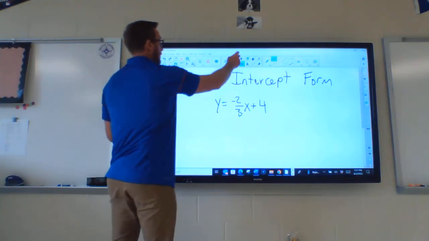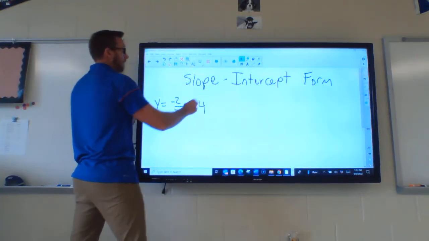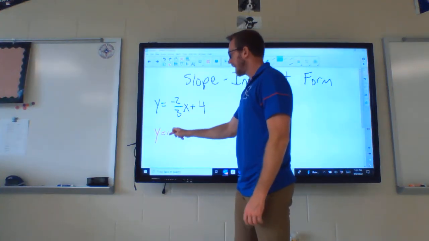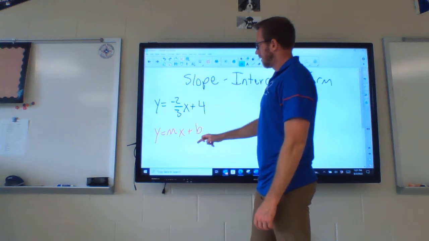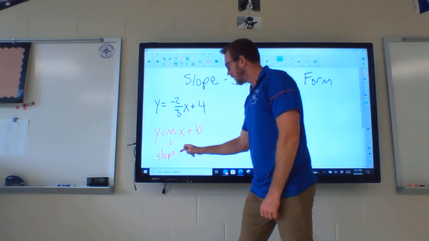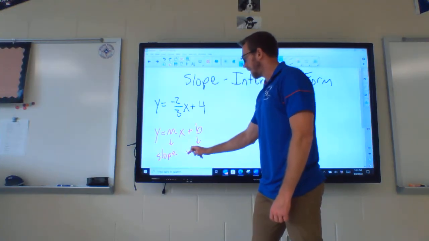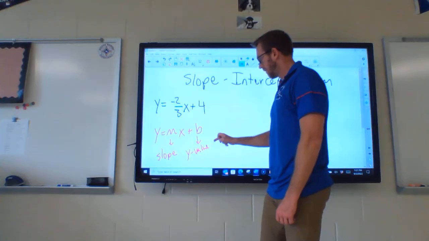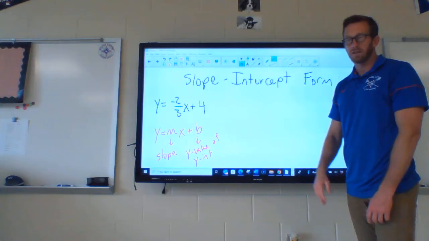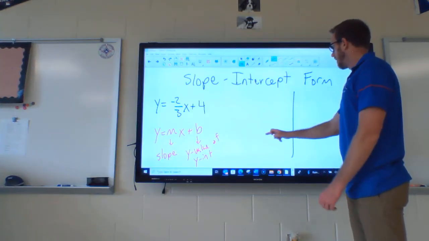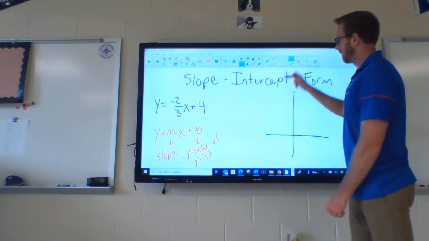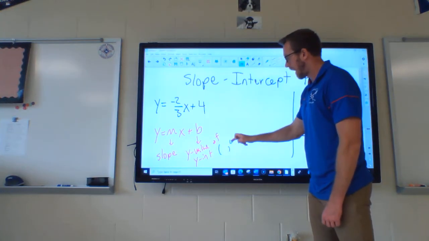All right, so slope-intercept form, if you'll look, fits into the form of y equals mx plus b, where the m value, if you recall, is the slope, and the b value is the y value of the y-intercept. I don't want to say it's the y-intercept because it's not. A y-intercept is a point, but that is the y value of the y-intercept. And that's what we're going to start by plotting, is that 4. That 4 is just the y value of the y-intercept.